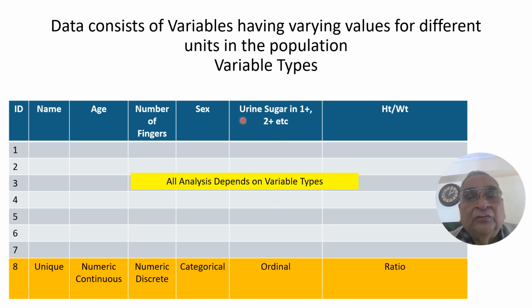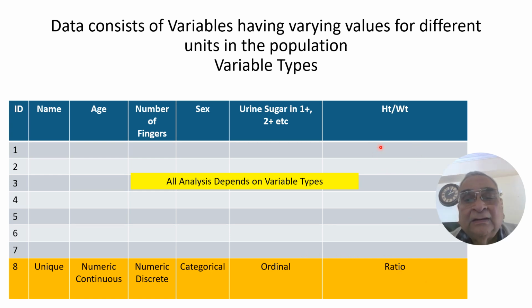Then urine sugar, 0, 1 plus, 2 plus, 3 plus is called an ordinal variable because this suggests an order. 2 plus is more than 1 plus. 3 plus is more than 2 plus. So this suggests an order. It has more information. And finally, you have the ratio variables.